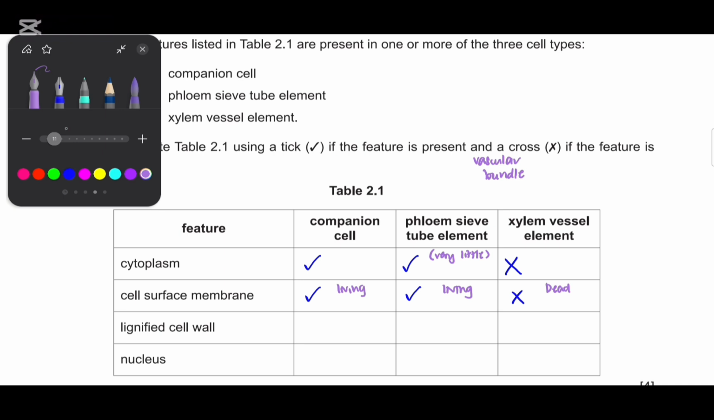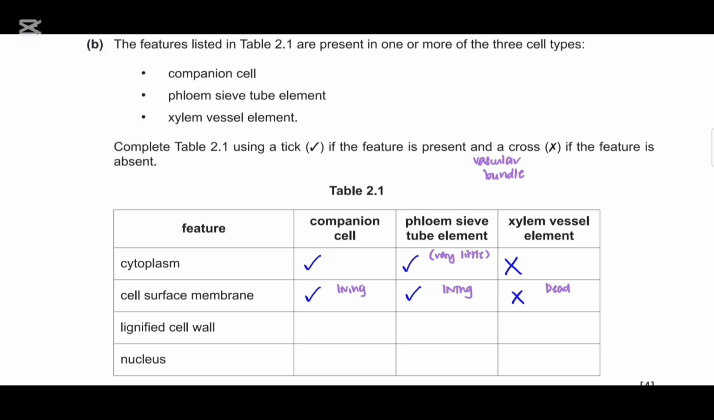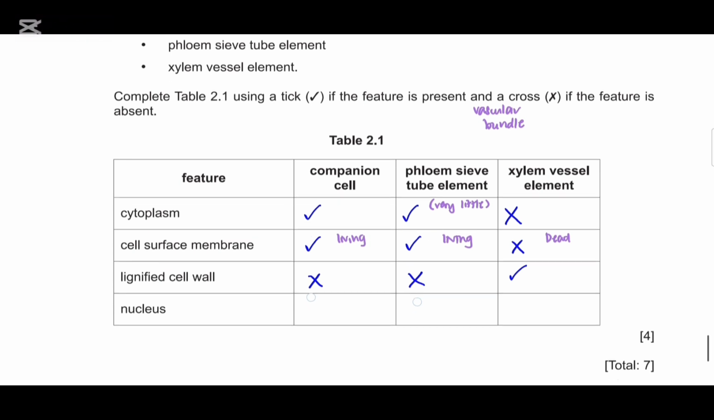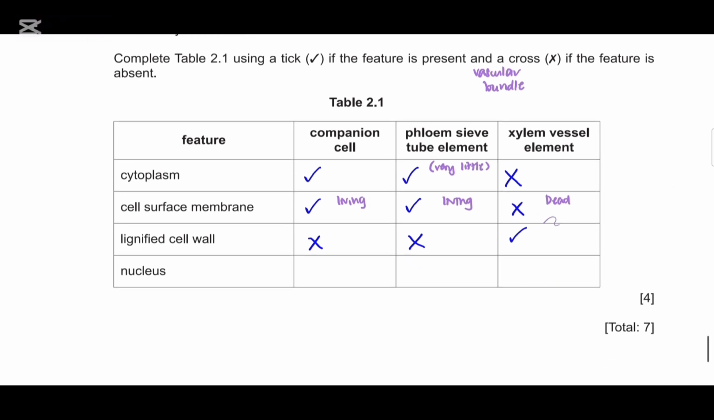Lignified cell wall. Companion cell will not have lignin, right? Phloem sieve tube will not have lignin, but xylem does have lignin. Make sure you remember the function of lignin, because lignin provides support. It supports the xylem, withstanding the hydrostatic pressure as water is transported up through the xylem, preventing the xylem from breaking.